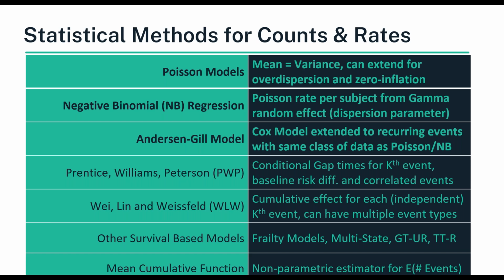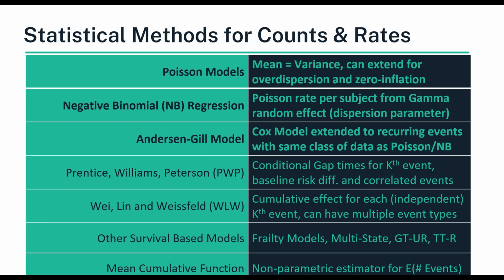I should also mention that if you do have non-independence between events, then there are alternative methods for all three of these models that I've discussed. But the next two models, so PWP and WLW, can deal with the dependence between events, and in fact the WLW method can deal with multiple different types of events.